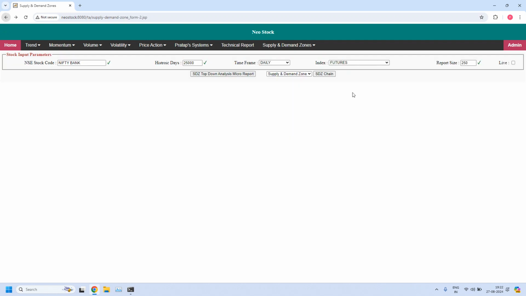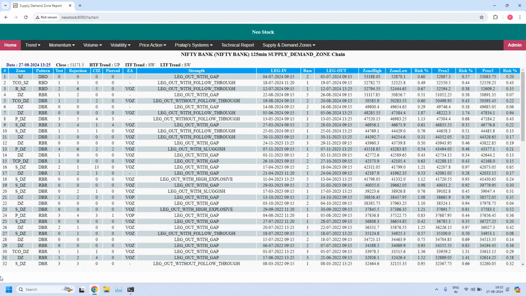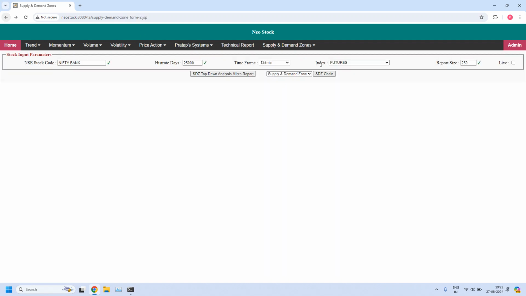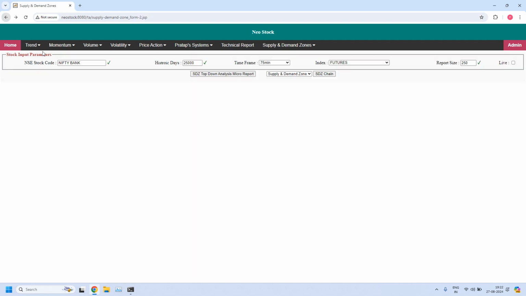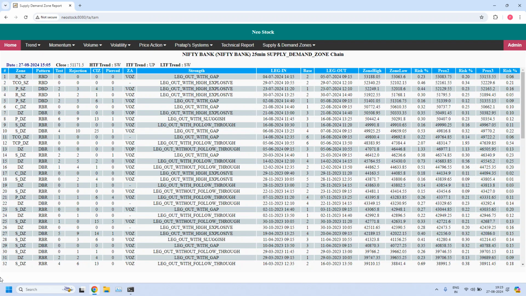Next time frame is 125 minutes. I am generating 125 minutes supply demand zone chain for Bank Nifty. Next time frame is 75 minutes, generating 75 minutes supply demand zone chain for Bank Nifty. The next time frame is 25 minutes, generating 25 minutes supply demand zone chain for Bank Nifty.